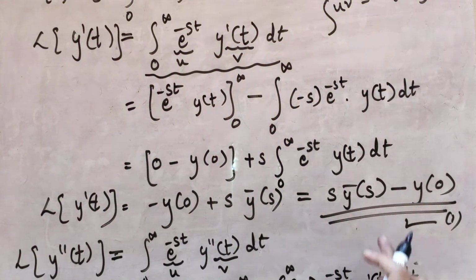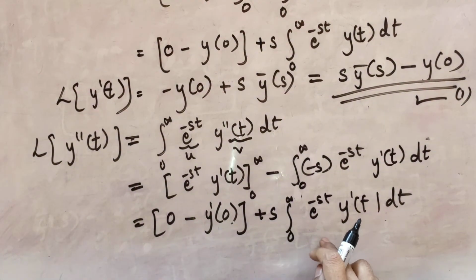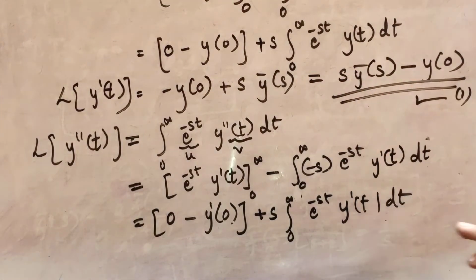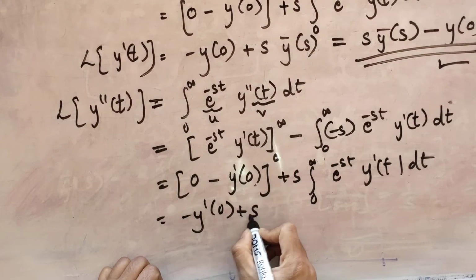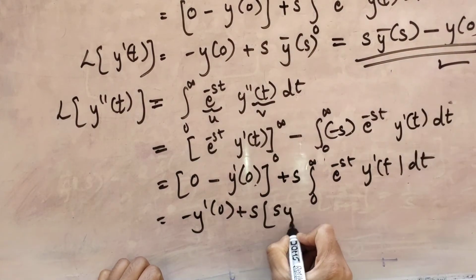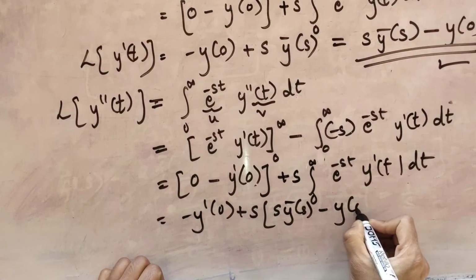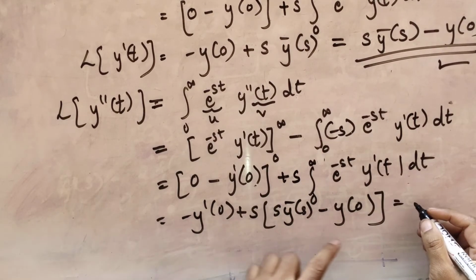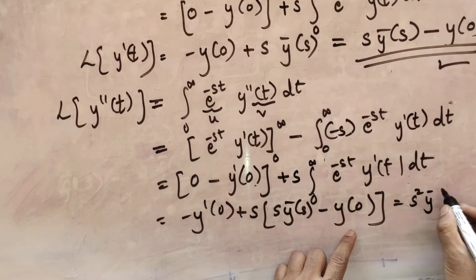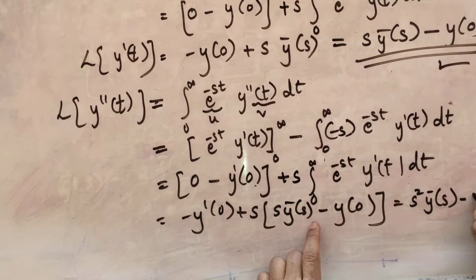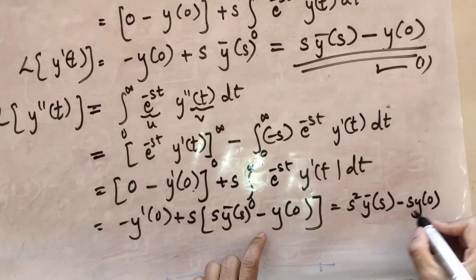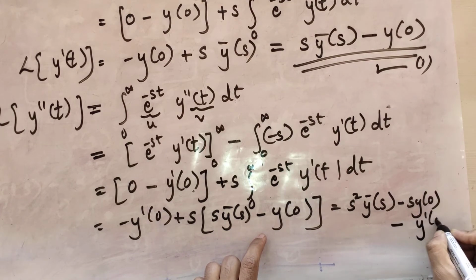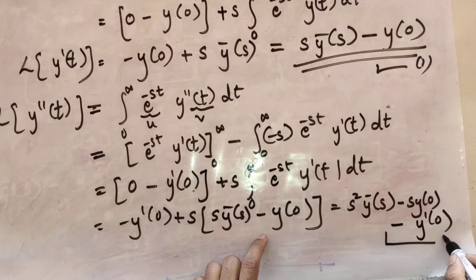I will simply substitute the value of the Laplace transform of y dash of t over here. So it will be minus y dash of t plus s into, we are going to write it, s into y bar of s minus y of 0. Or if you further simplify this, it will be s square y bar of s minus s into y of 0 minus y dash of 0. This is my second equation.